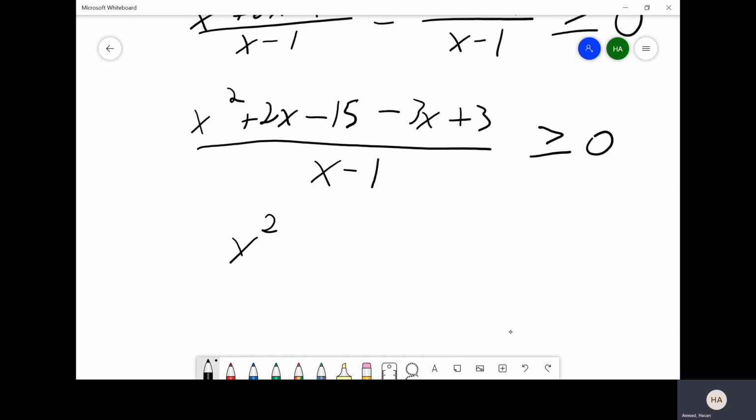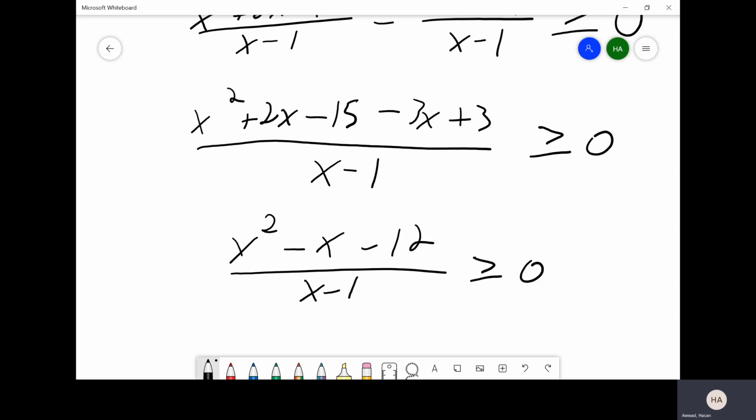Nothing's happening to our x squared, so that stays the same. So we have positive 2x minus 3x, we get a negative x. We get negative 15 plus 3, and that's going to give us a negative 12, right? Now all over x minus 1, greater than or equal to 0.